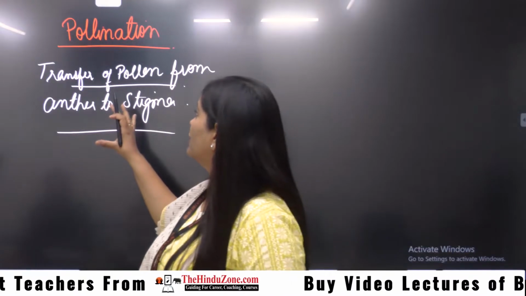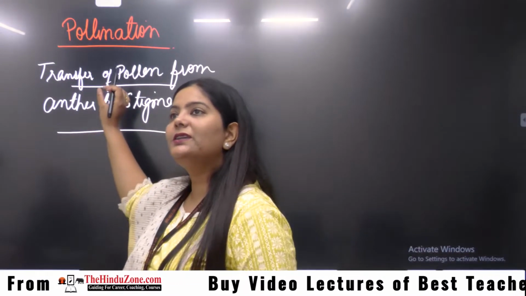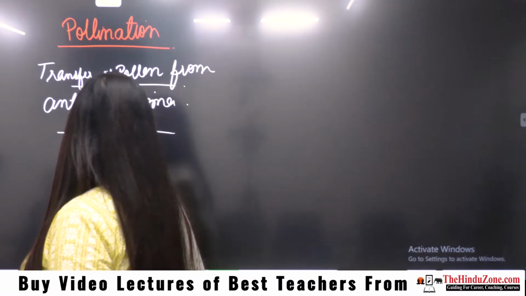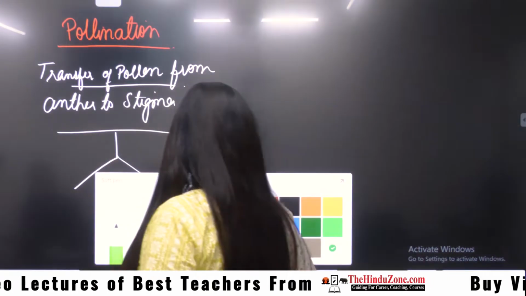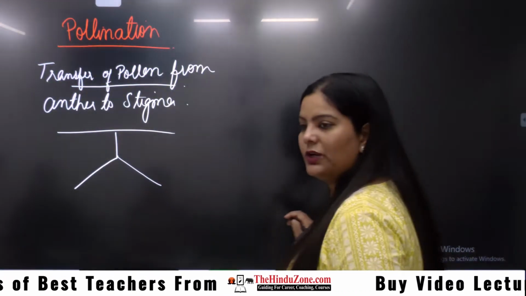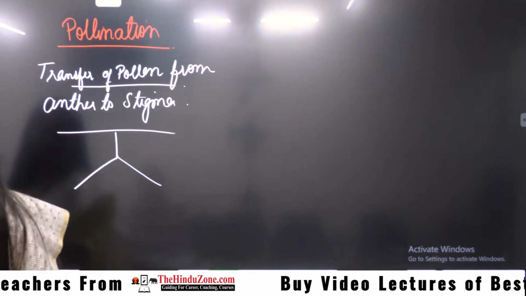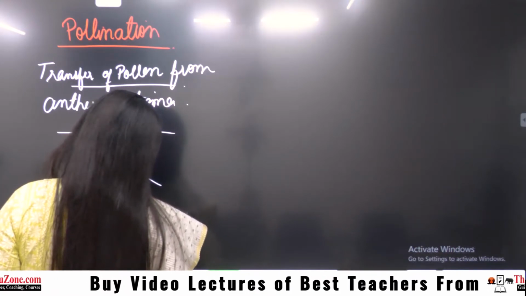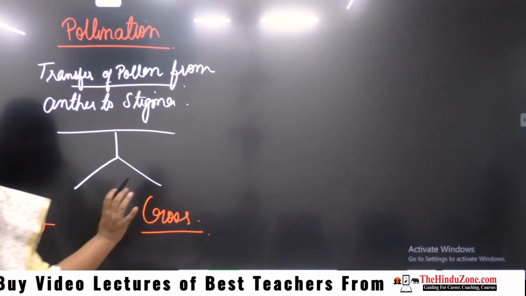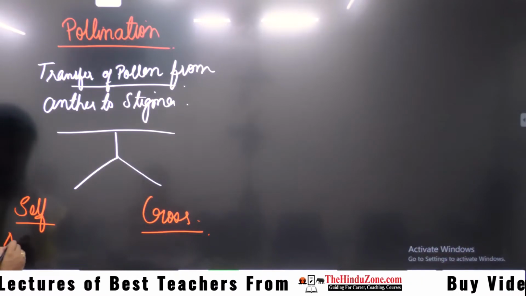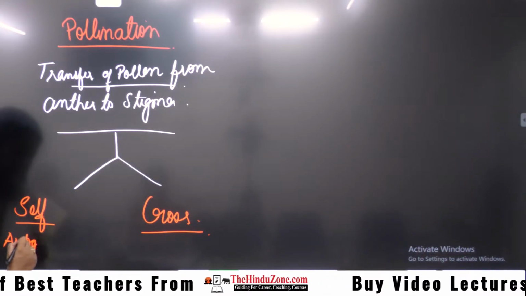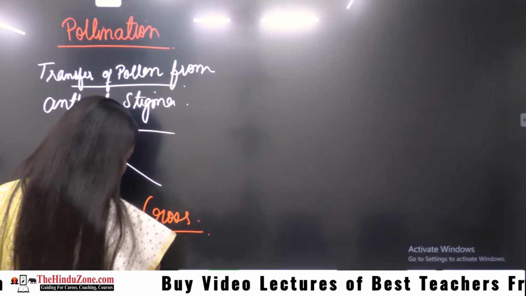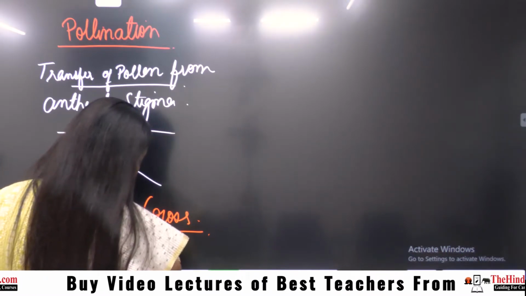So we are going to check every category. First of all, what we are going to do with pollination is divide it into two categories. Okay? Pollination overall can be of two types: self-pollination and cross-pollination. Very good. Self and cross. Technically, they have two names. Self-pollination means autogamy and cross-pollination means allogamy or xenogamy.